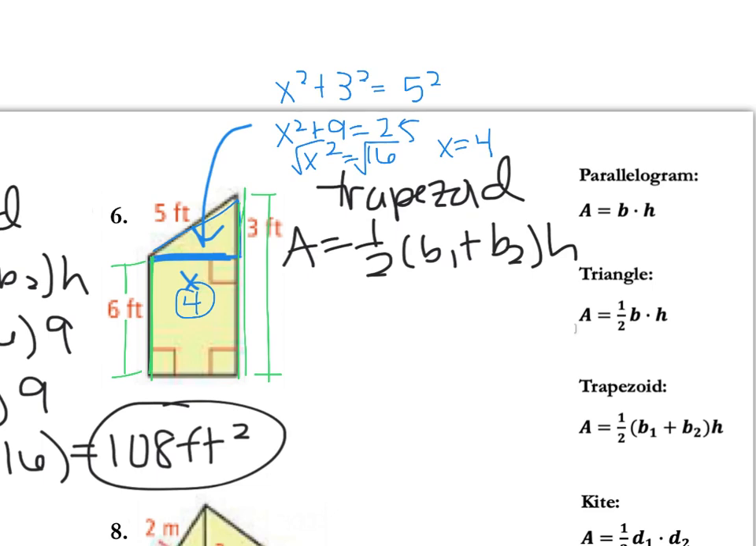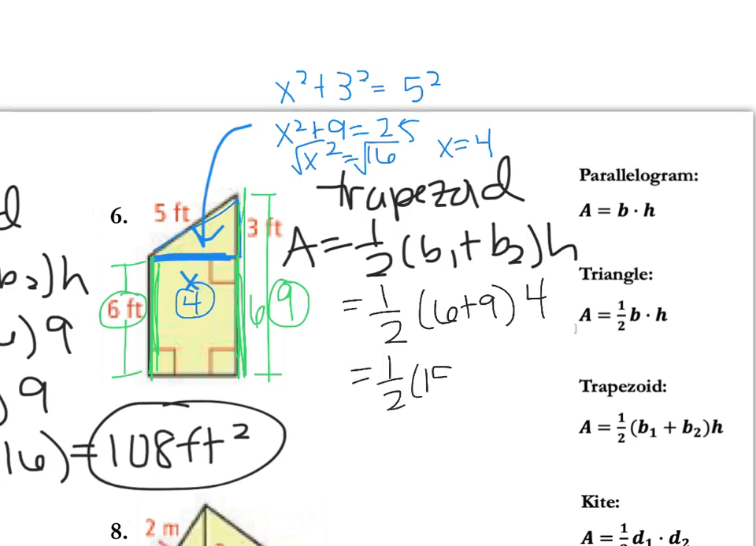You have to make a little inference about what's going on in this trapezoid. Since this part is 6 and this happens to be a rectangle inside of the trapezoid, this is also 6. So that whole base is going to be 9. So we're going to use the 6 and the 9 as the bases, and the height is 4. So it's going to be 1/2 of 6 plus 9 times the height we figured out is 4. And then it's going to be 1/2 of 15 times 4, which is 1/2 of 60, which tells us that the area is 30 feet squared.